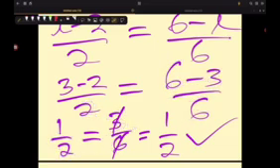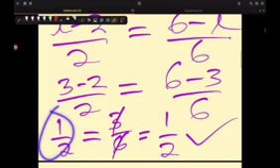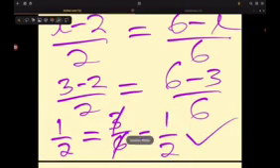But as you can see, our answer is 1 over 2 is equal to 3 over 6. 1 over 2 is equivalent to 3 over 6, because if I cut this to its simplest form, I will still have 1 over 2. So the answer we got for that one too is correct.